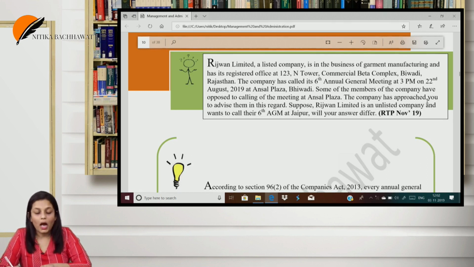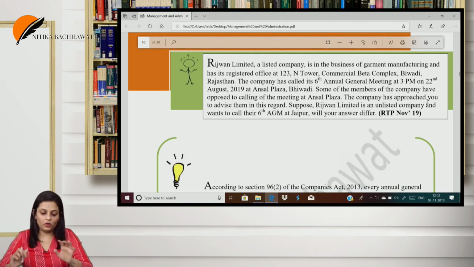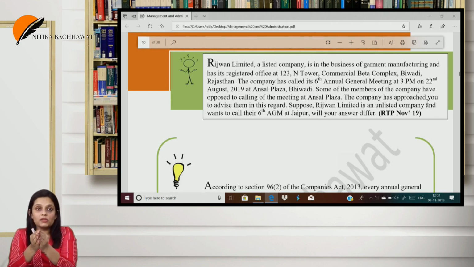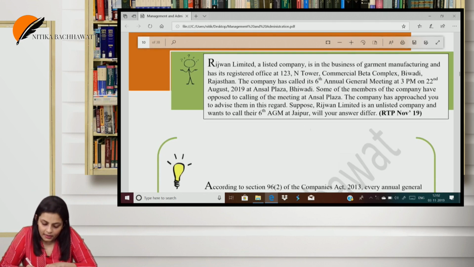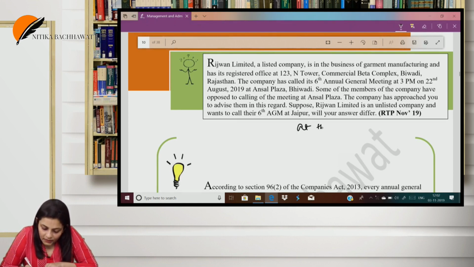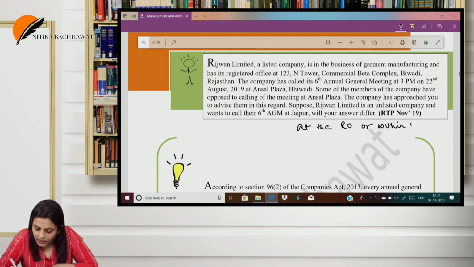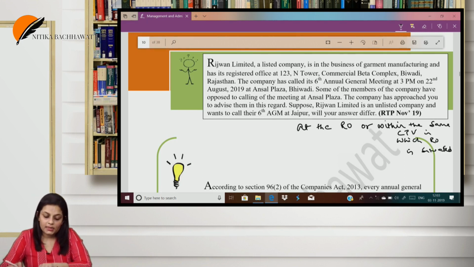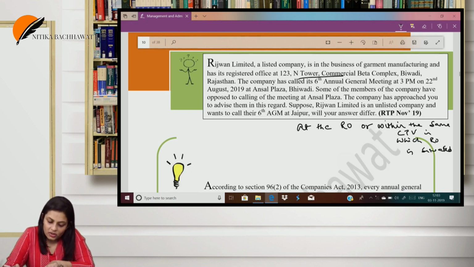The company has approached you to advise them in this regard. Suppose Rizwan Limited is an unlisted company and wants to call their 6th AGM at Jaipur. Will your answer differ? First of all, what does section 96 say about the place of meeting? The meeting should be held at the registered office, or within the same city, town or village in which the registered office is situated, correct? In this case, it is not at the registered office, but it is within the same city or town or village. So can the members oppose the calling?